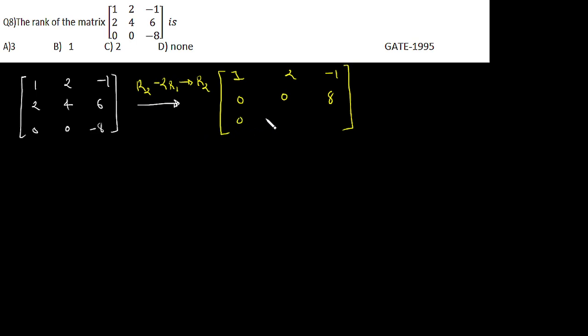Now the third row remains as it is. Now you can see, if we simply add this row to this last row, we can reduce the third row to 0 0 0. So we can say that the number of linearly independent rows of this matrix is simply 2, which is the rank of this matrix. So the rank of this matrix is simply 2. So option C is the correct choice.